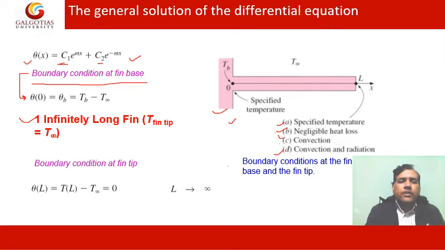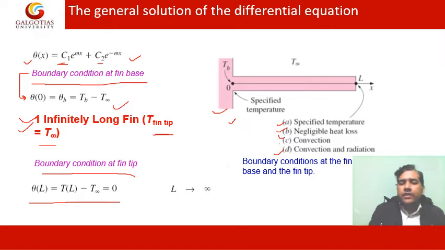Fin is infinitely long. At the base, this is the boundary condition in all cases, but at the tip, the boundary condition may vary depending upon the situation at the tip. So we have to look case by case. So let's say for the infinitely long fin, since it is very long, we can safely say that the temperature at the tip will be equal to the ambient temperature. Okay, so the boundary condition at the tip will be equal to this value.